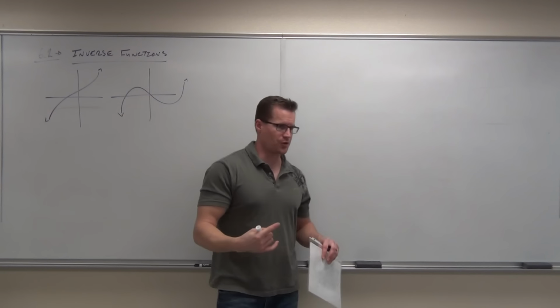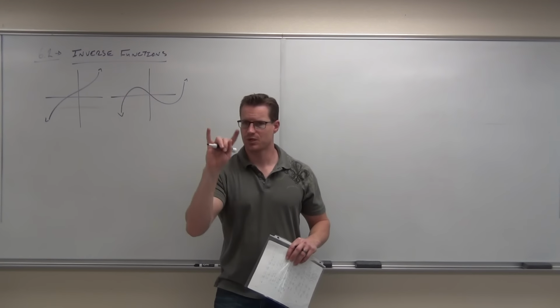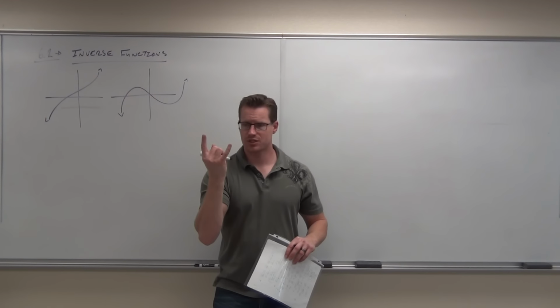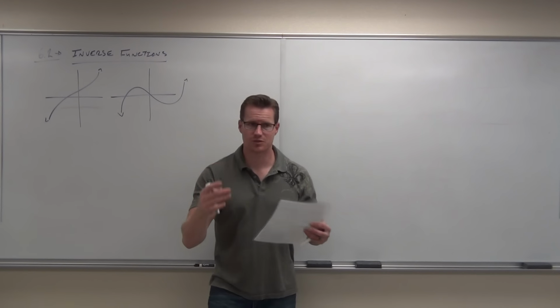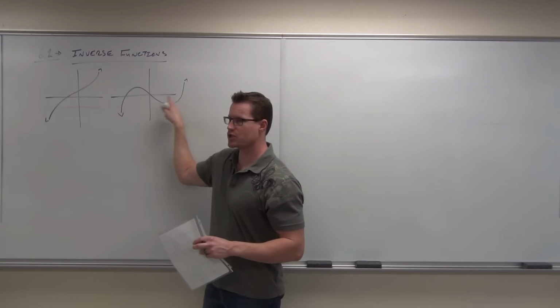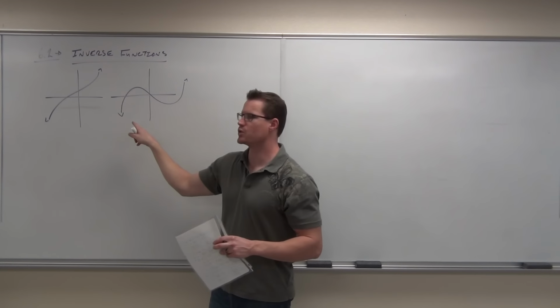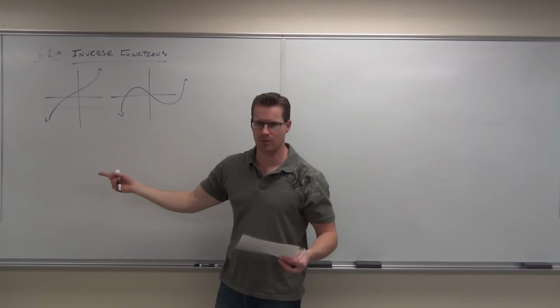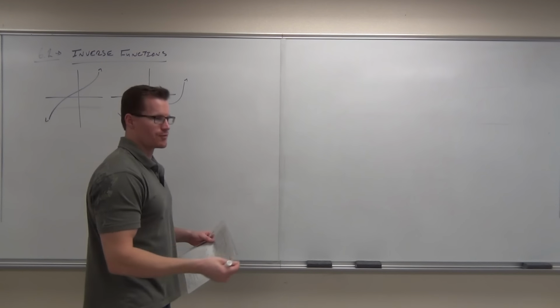That matters for inverses, because in inverses you switch x and y. If you switch x and y, inputs become outputs, outputs become inputs. Let me explain why that's important. If you have a non-one-to-one function here, and you try to find an inverse, it's going to go like this. It's not even going to be a function anymore, and that's a problem. So what we say is that for a one-to-one function, we can find an inverse.